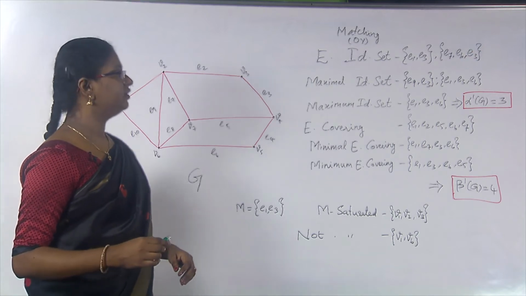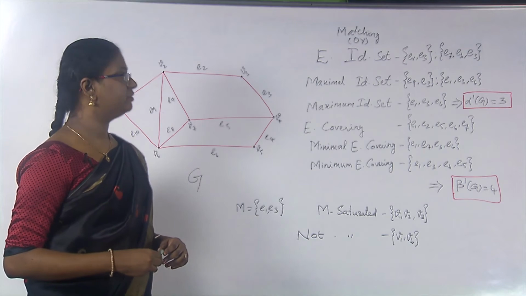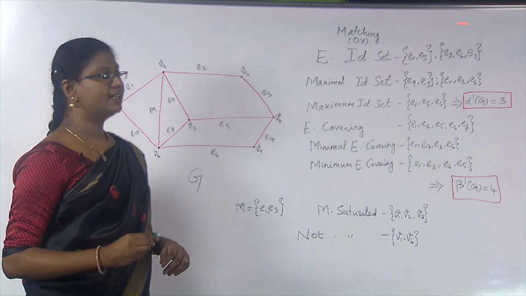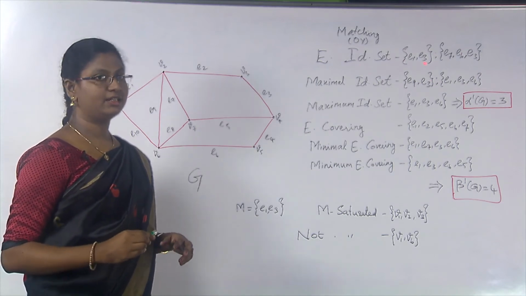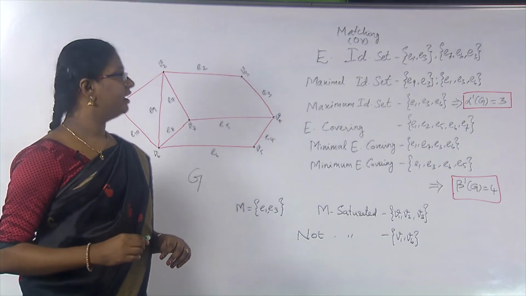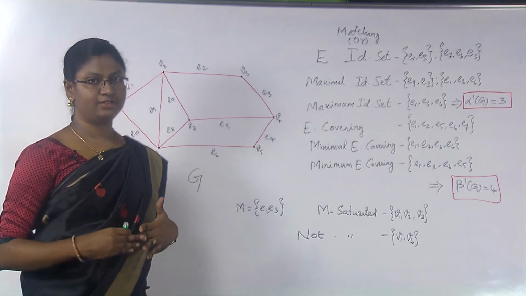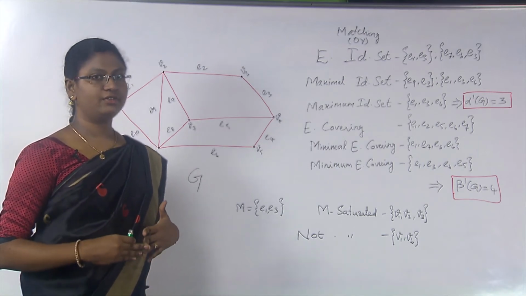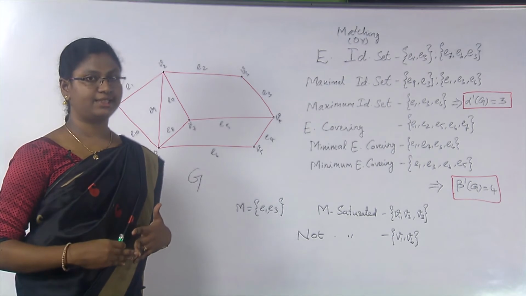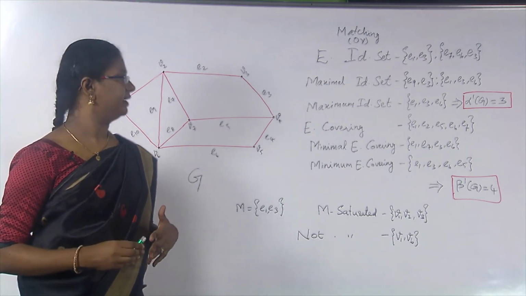So, here as we discussed with respect to vertex covering, we are not interested in finding the minimal set or minimal independent set, because even if we consider a single edge, that itself will be independent. So, here also we are going to focus only upon the maximal matching or maximal independent set.